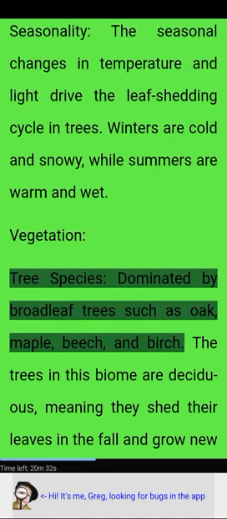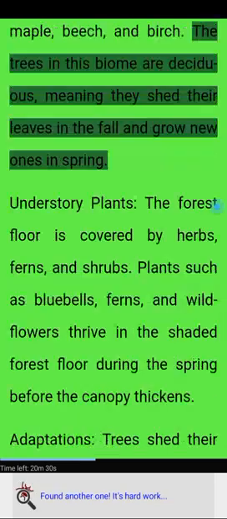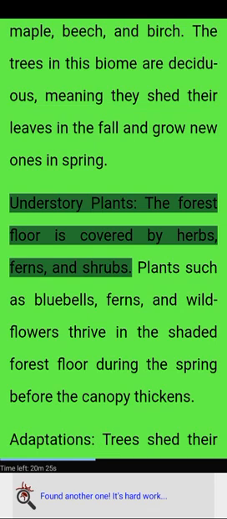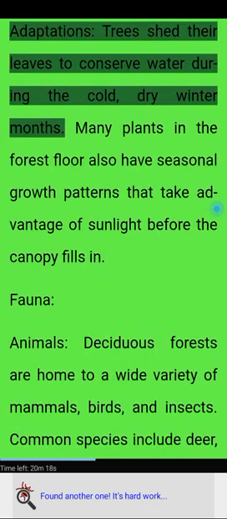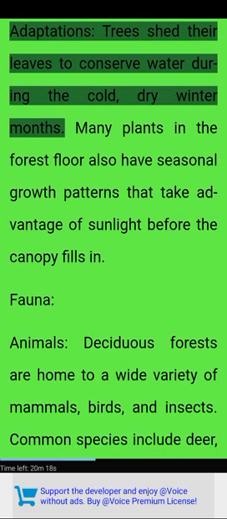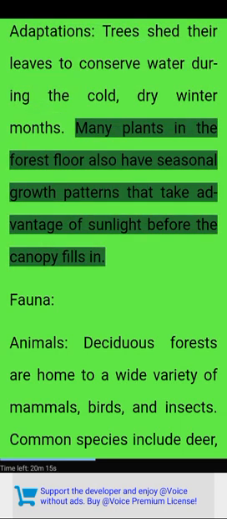Vegetation: tree species are dominated by broadleaf trees such as oak, maple, beech, and birch. The trees in this biome are deciduous, meaning they shed their leaves in the fall and grow new ones in spring. Understory plants: the forest floor is covered by herbs, ferns, and shrubs. Plants such as bluebells, ferns, and wildflowers thrive in the shaded forest floor during the spring before the canopy thickens. Adaptations: trees shed their leaves to conserve water during the cold, dry winter months. Many plants on the forest floor also have seasonal growth patterns that take advantage of sunlight before the canopy fills in.